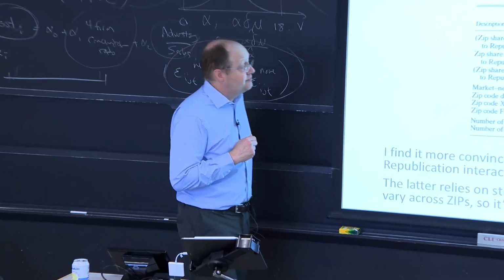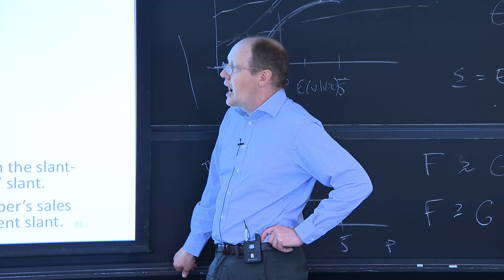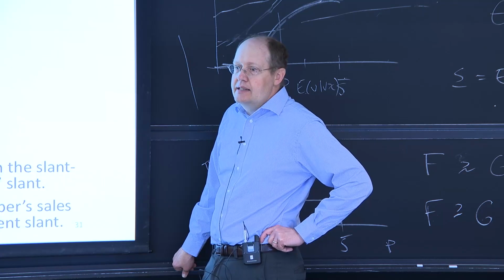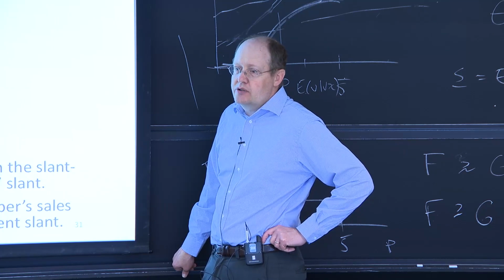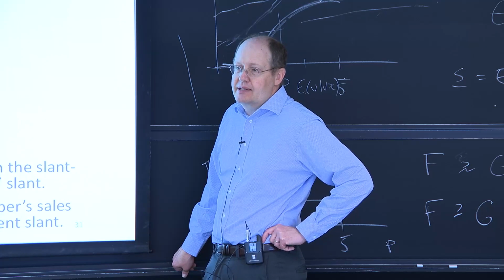What do they find? The clear finding is that this zip share Republican times slant has a clear positive significant coefficient. So this is evidence that the ideal slant is to put more Republican news in a Republican zip code from a profit maximizing sense.